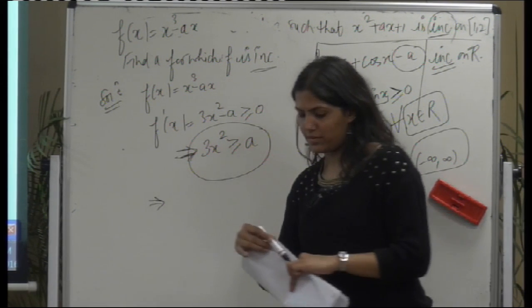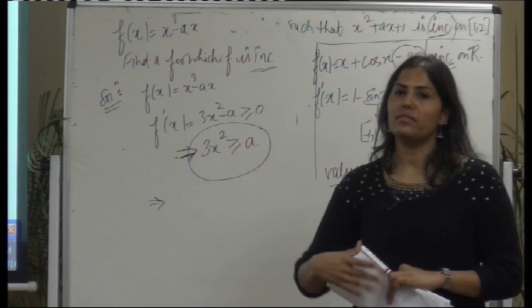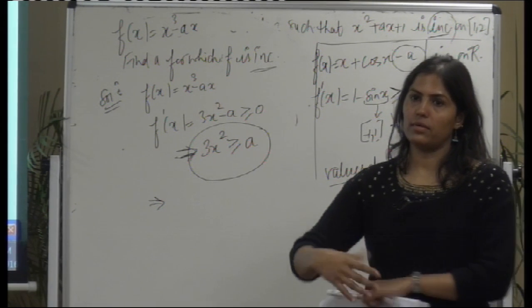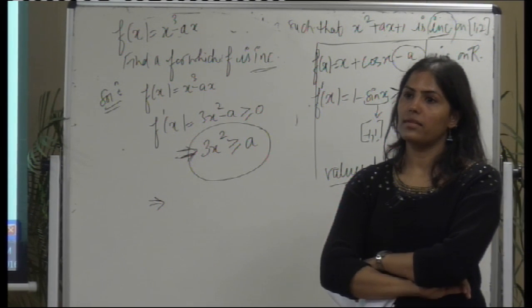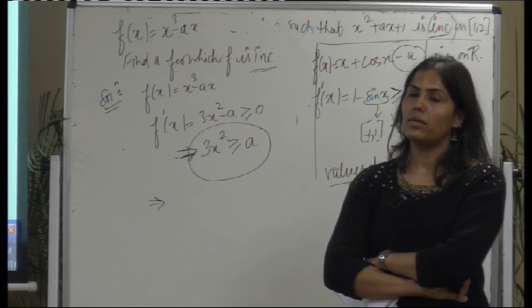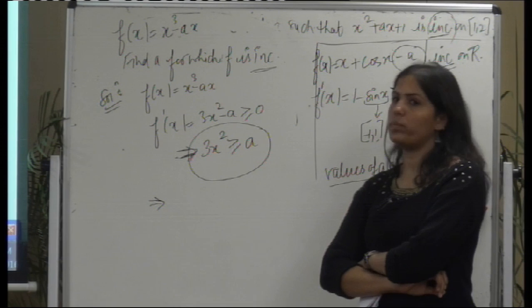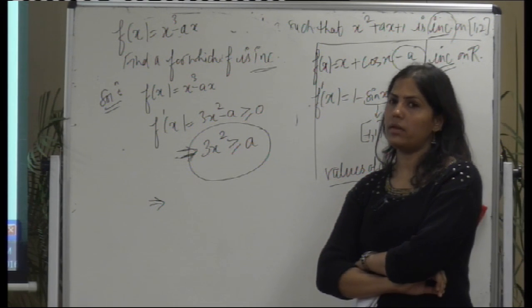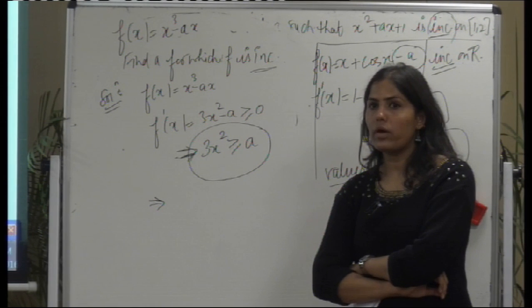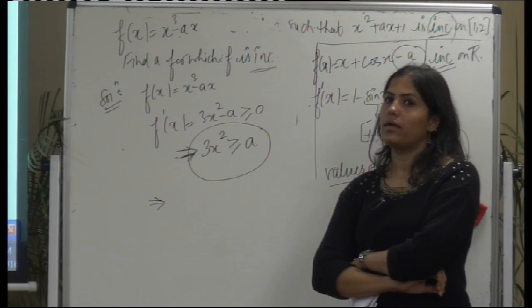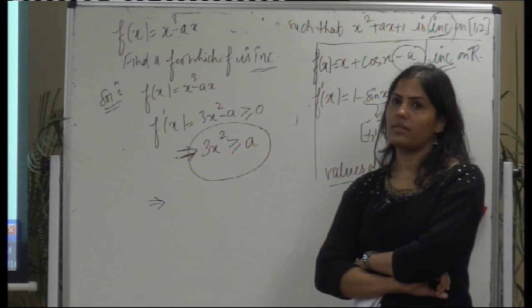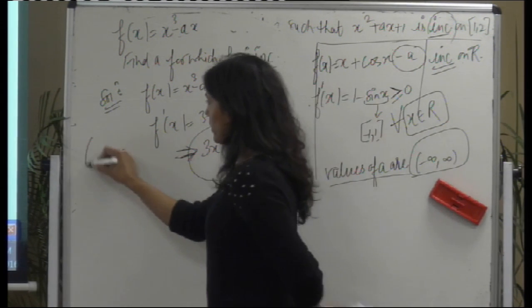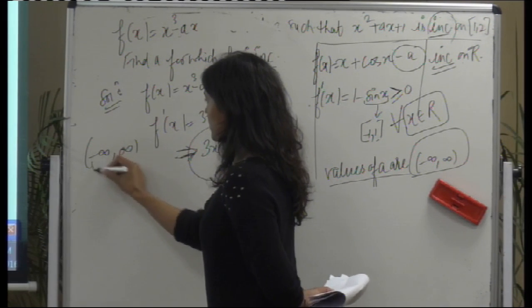I am giving you 2 minutes to think about this question. Minus infinity to 0 is not the right answer. No, 0 to infinity. How are you thinking, basically? The point is that the 3x square value should be greater than or equal to a. Then this is the condition. So 3x square should be greater than or equal to a. So a should be what? Minus infinity to? Okay, I'm just writing your answer. This is basically how you are thinking.